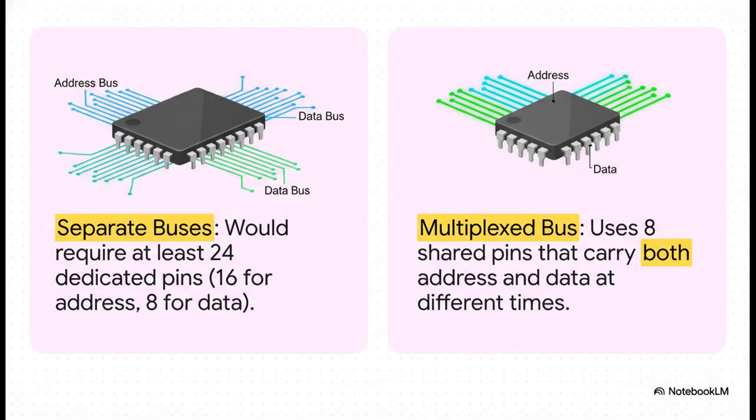Basically, instead of having a dedicated lane on the highway for every single car, they decided to have some lanes that could be used by different kinds of traffic at different times. They made 8 of the pins pull double duty. One moment they're carrying an address, and the next moment they're carrying data.